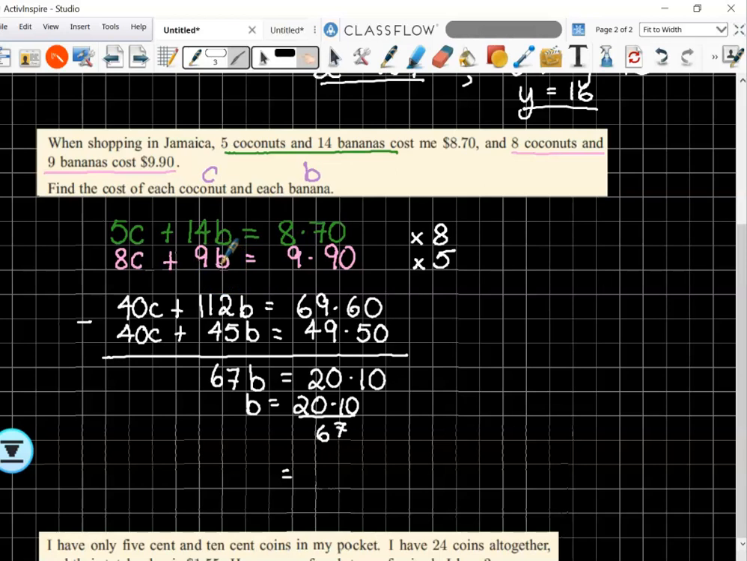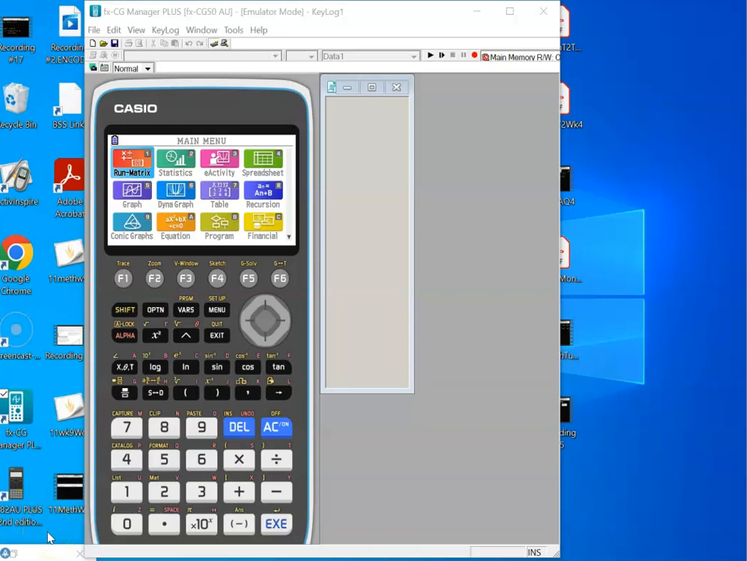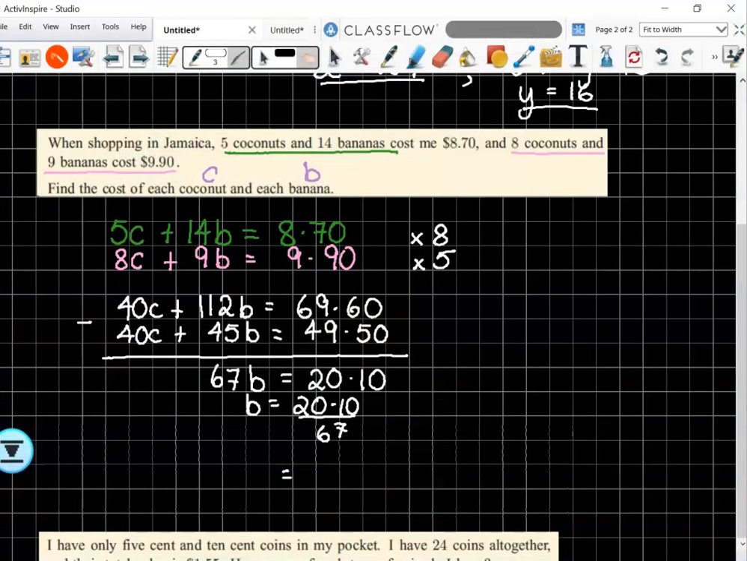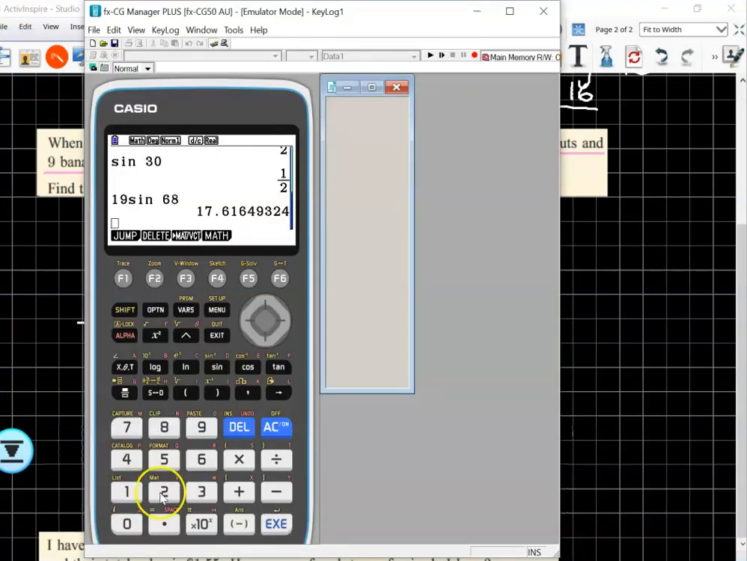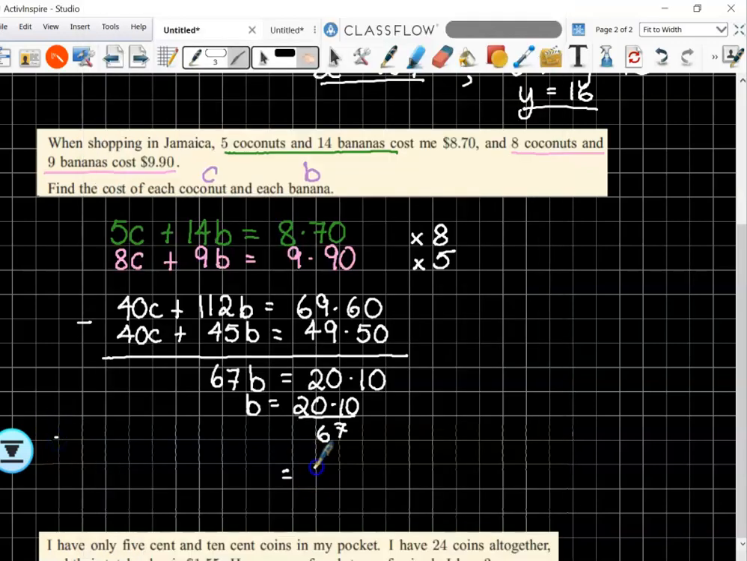I'm just going to get my calculator and you should have your graphics out as well. So just a quick reminder for you. Actually, I might as well just finish off this one. So 2010 divided by 67, because I cannot do that in my head. 2010 divided by 67. 30 cents. Oh, I should have been able to do that in my head.